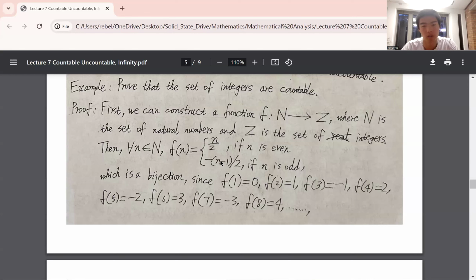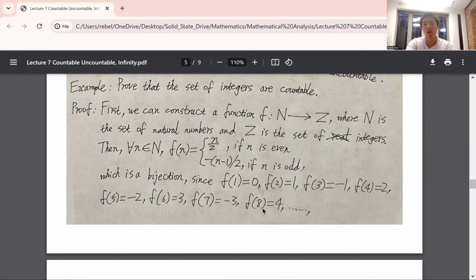So f(1) is equal to 0, because 1 is odd, and 1 minus 1 is 0, so it's 0. 2 is even, so 2 divided by 2 is 1. 3 is odd, so it's 3 minus 1, which is 2, negative 2 divided by 2 is negative 1. And we continue this trend. 1 maps to 0, 2 maps to 1, 3 maps to minus 1, 4 maps to 2, 5 maps to negative 2, 6 maps to 3, and it goes on.